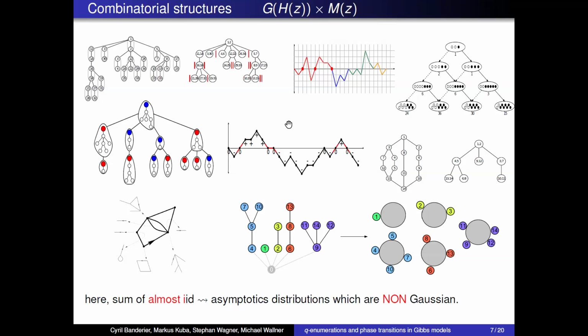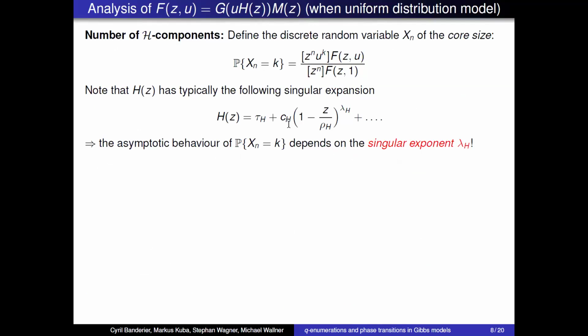And because of this, you don't necessarily get Gaussian distributions at the end. Most of the time, you will get non-Gaussian distributions. Okay. So if you count the number of structures of H components, when you have the uniform model, this is what I presented at the last AofA, and I briefly recall it because I will use it later.